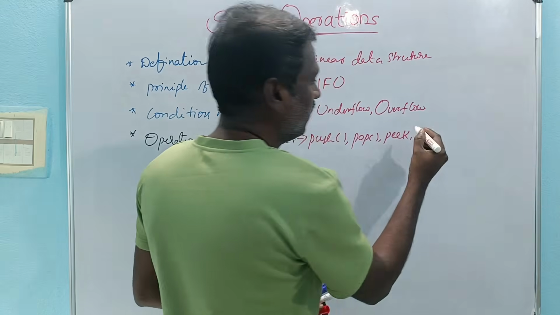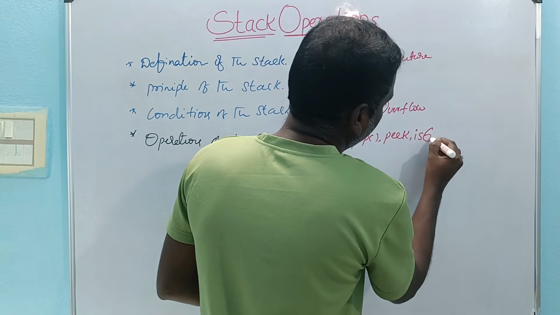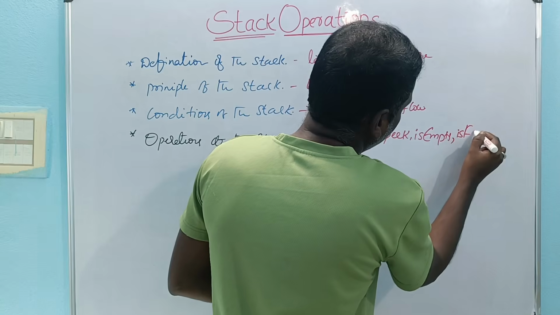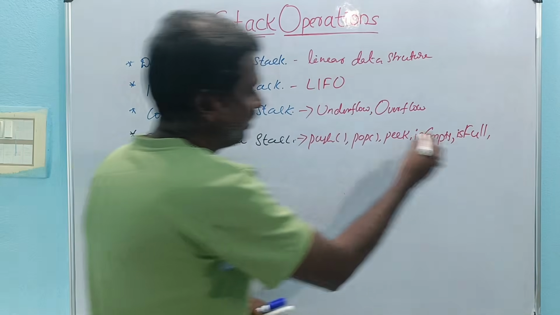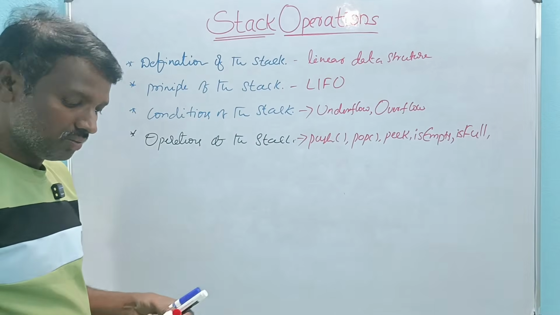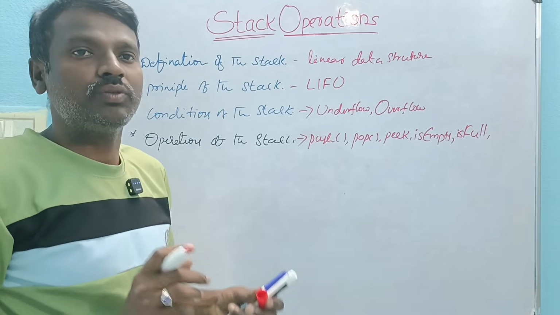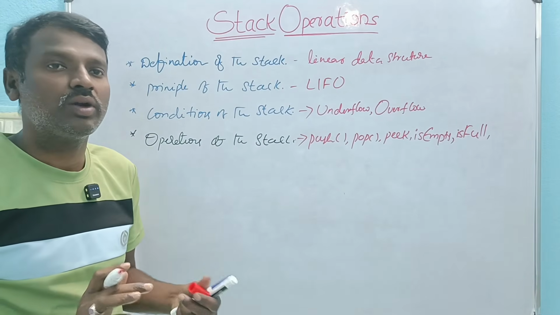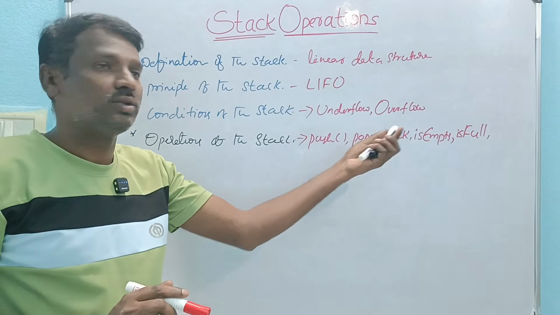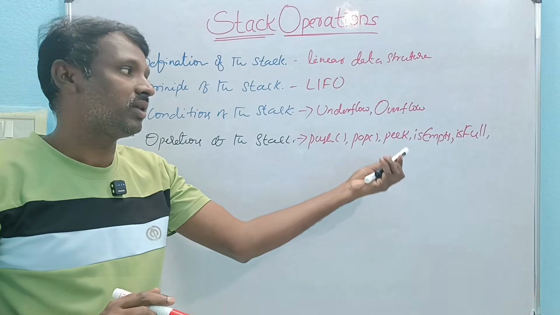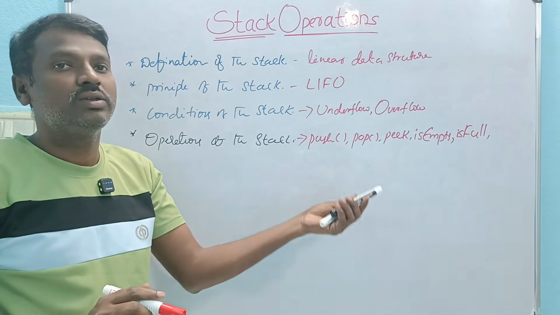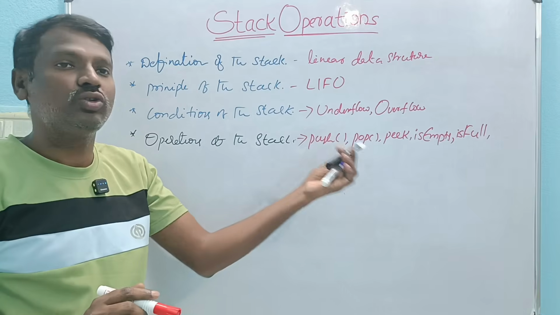Next is empty, is full. These all are the operations of the stack. Majorly we are focusing on two operations. What are the two operations? Push and pop. The remaining three, peek, is empty, and is full, are second level operations. First level operations are push and pop.